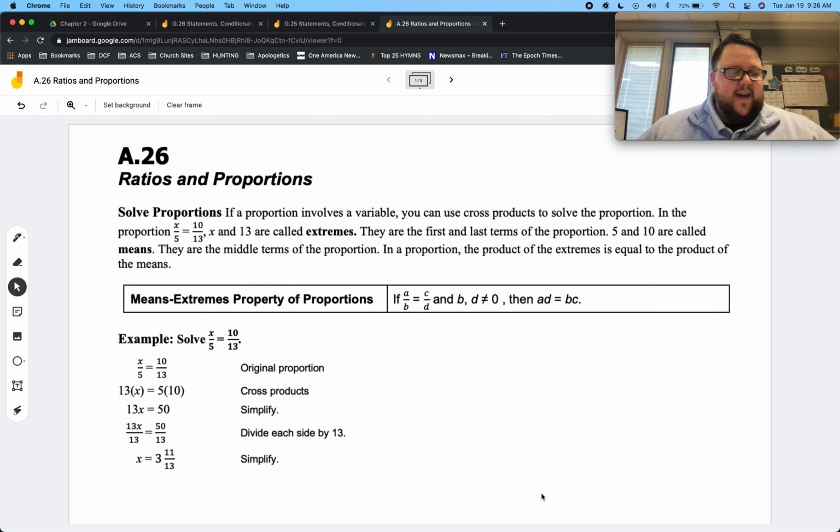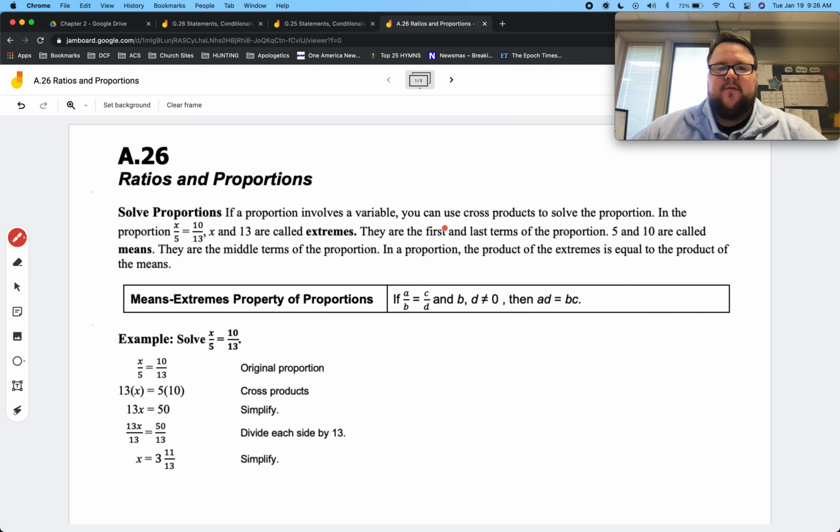All right, welcome back. Today's lesson, which is the same day because we had off on Monday, is ratios and proportions. Today we're going to solve proportions. So we're going to use what we learned earlier in what makes ratios equivalent, and we're going to use that to solve equations.